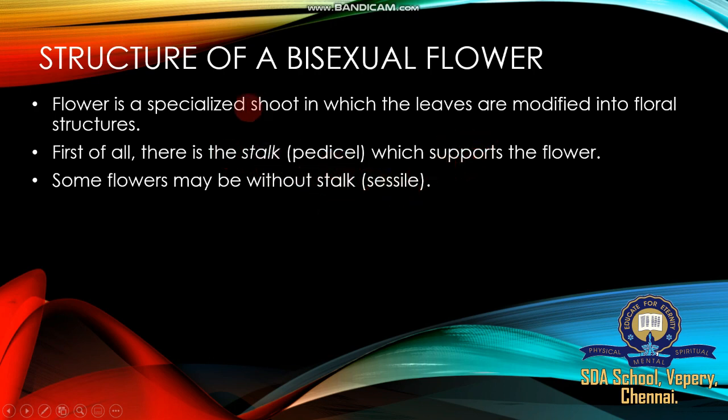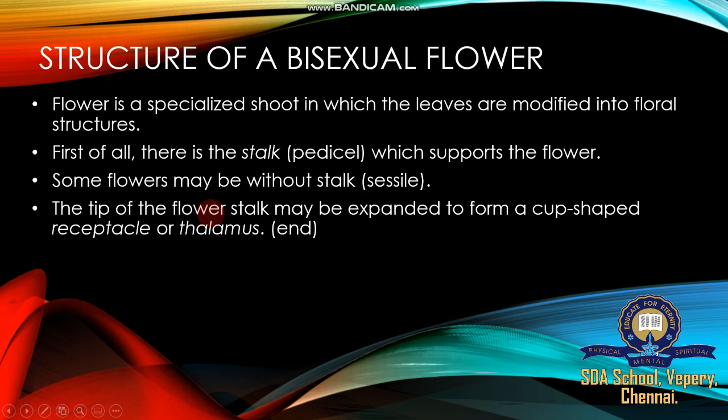What is a pedicellated flower? The flower has a prominent or developed stalk. This stalk is fixed firmly to the plant. It is a very good supportive part of the flower. In some other plants there is no stalk or attaching point, and the flowers are directly attached to the main stem or peduncle. The tip of the flower stalk may be expanded to form a cup shaped receptacle or thalamus. So the cup shaped part at the tip of the flower stalk is called the receptacle or thalamus.